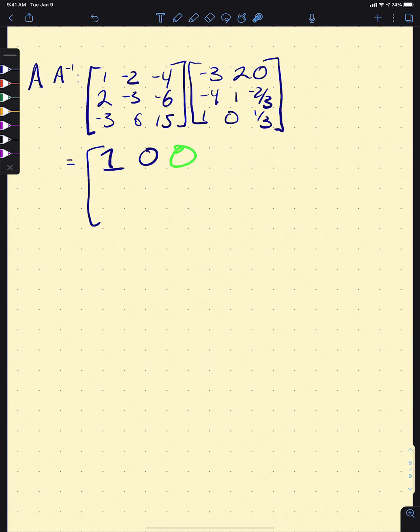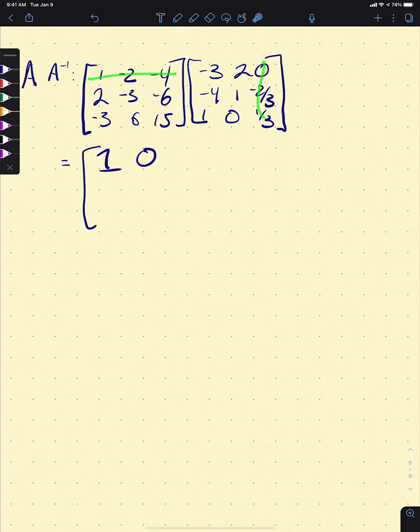For this guy, we're going to take the inner product of this row and this column. So we're going to have 0, it looks like plus 4/3 there, and minus 4/3 there. Comes out to 0. Okay.